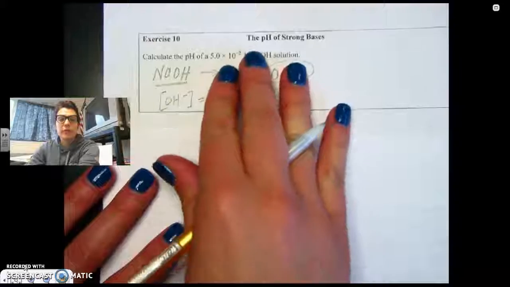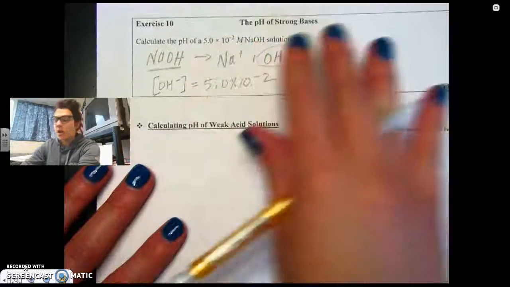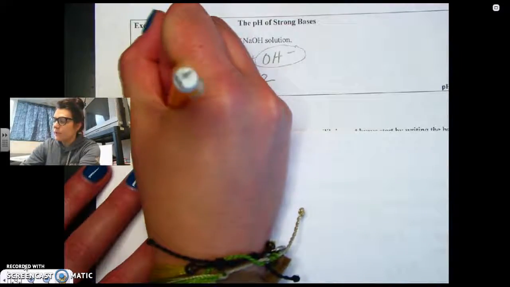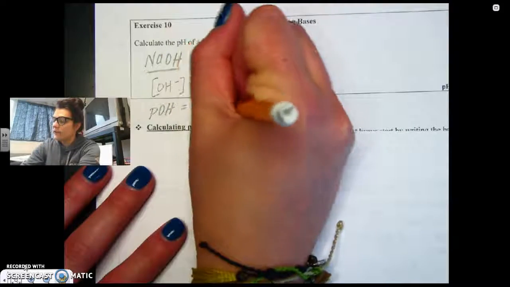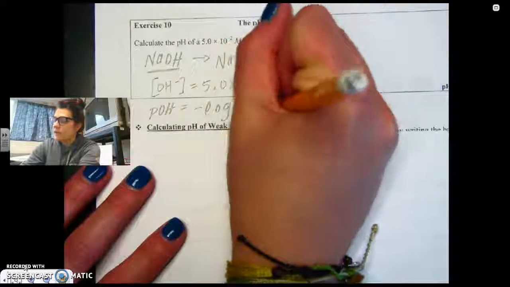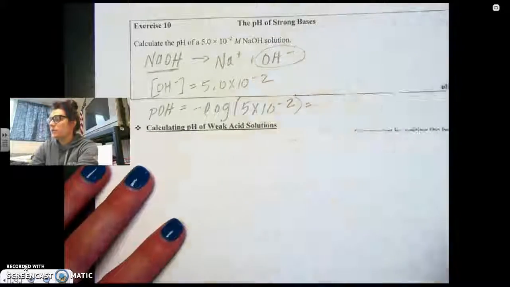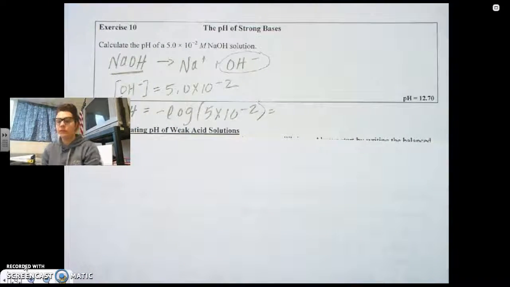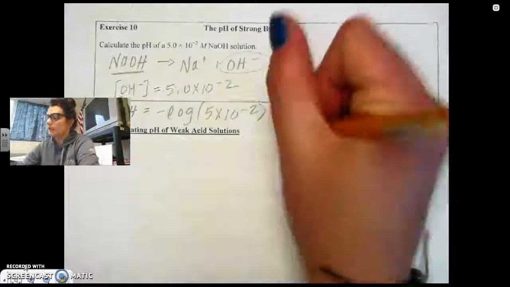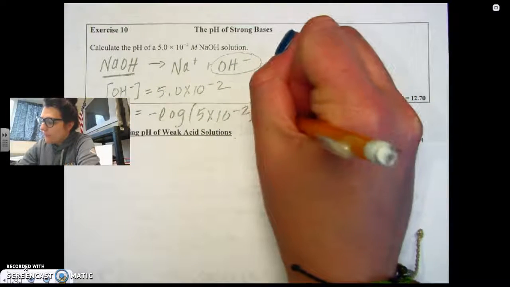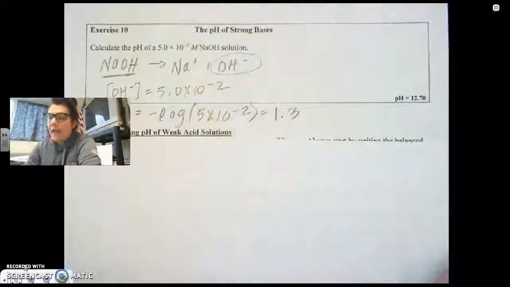Then I can solve for pOH and then solve for pH. So pOH will be equal to the negative log of 5 times 10 to the negative 2, so let me do that really fast. It's negative log 5 times 10 to the negative 2. That's equal to 1.3, and that's the pOH.